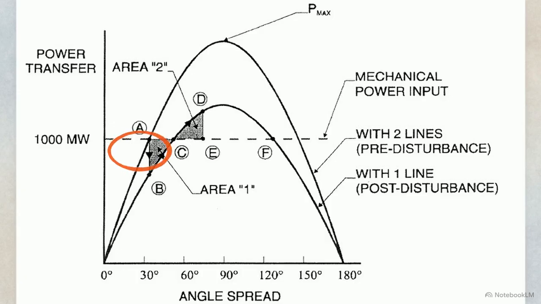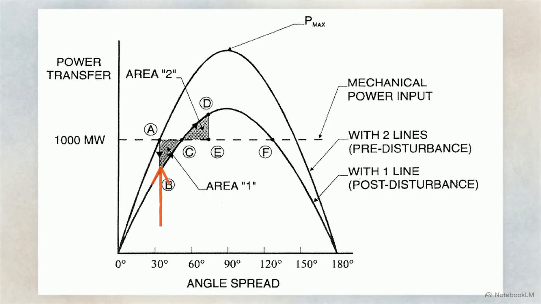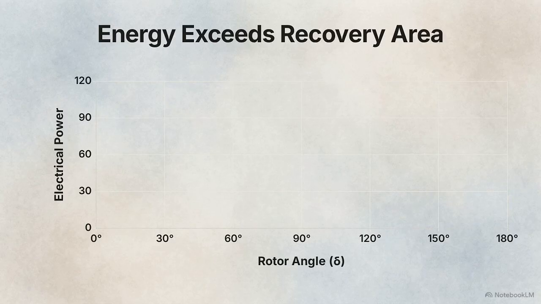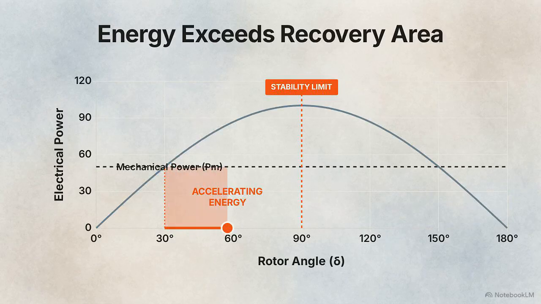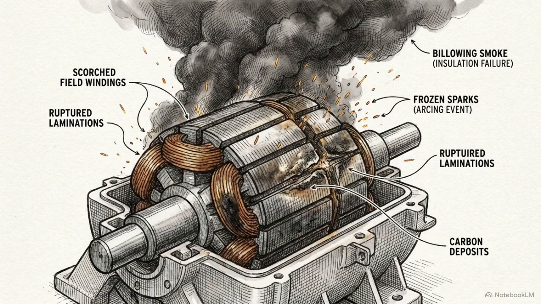The equal area criterion balances area 1, accelerating energy absorbed during a fault, with area 2, the decelerating energy expelled. For stability, these must match. Post-fault, the operating point drops to the lower curve, significantly reducing power transfer capacity. If the kinetic energy gained during the fault exceeds the available recovery area, the rotor angle pushes past its stable limit. The generator slips a pole and loses synchronism with the network.